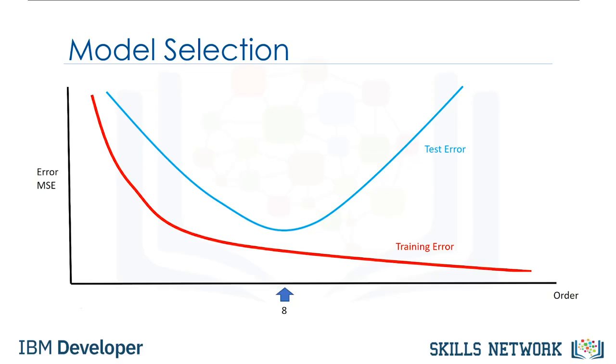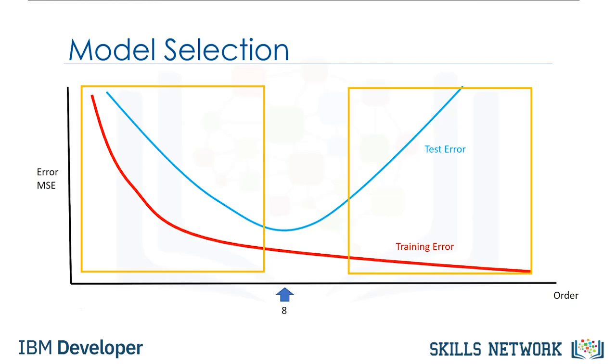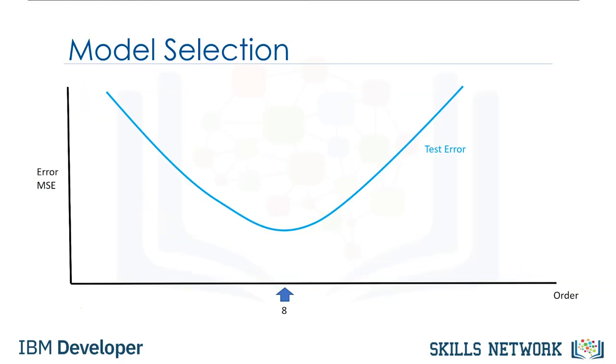We select the order that minimizes the test error. In this case, it was 8. Anything on the left would be considered underfitting. Anything on the right is overfitting. If we select the best order of the polynomial, we will still have some errors.